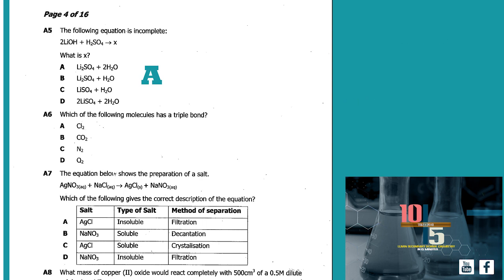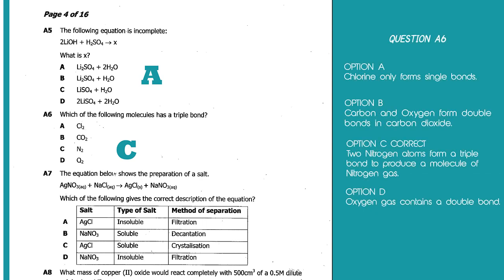Question 6. Which one of the following molecules has a triple bond? Our answer, C, nitrogen. A, chlorine, it forms single bonds. Chlorine has a valence of 1, so it only forms single bonds. B, carbon dioxide, you have double bonds between carbon and oxygen atoms. D, oxygen molecule, we have double bonds between 2 oxygen atoms. So our answer is C, where 2 nitrogen atoms will form a triple bond to form a nitrogen molecule.